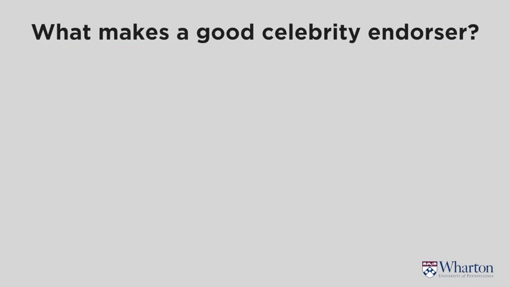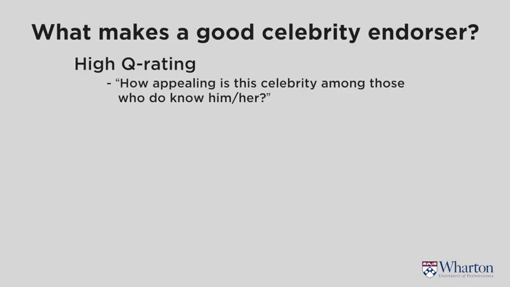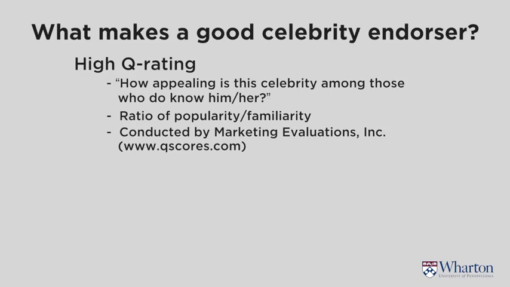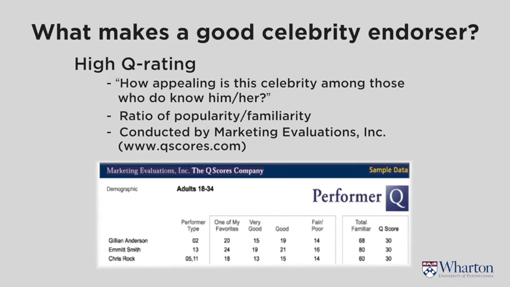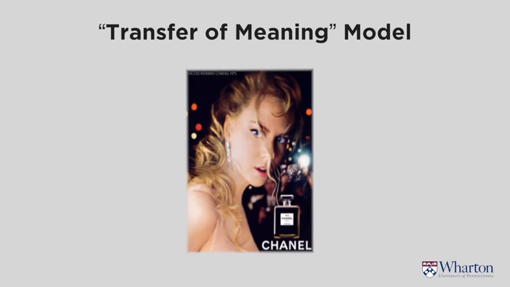There's another thing that's out there to rate these different celebrities. It's called a Q rating. And the Q rating says how appealing is the celebrity among those who do not know him. It's the ratio of popularity and familiarity. And it's conducted by a particular company called Marketing Evaluations. And you can get Q ratings for different celebrities to help you judge which is a good celebrity and which is a celebrity that maybe isn't as strong and maybe you don't want to pay as much money for or something like that. So I think you're probably starting to get the idea of how these celebrities work.